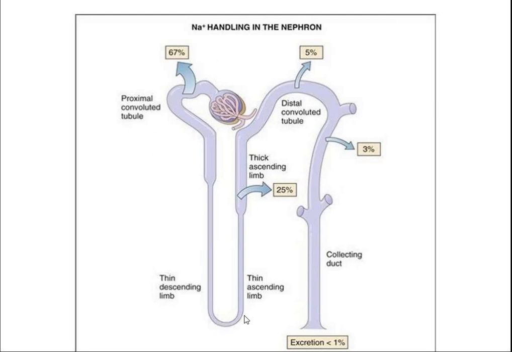Then as we go to the thin loop of Henle, thin limb, descending portion, ascending portion, and thick ascending portion, 25% of reabsorption will occur in the thick ascending loop of Henle. Then 5% will occur in the DCT, and 3% will occur in the collecting ducts. We'll be going one by one to all these portions of the tubules where different reabsorptions will occur.